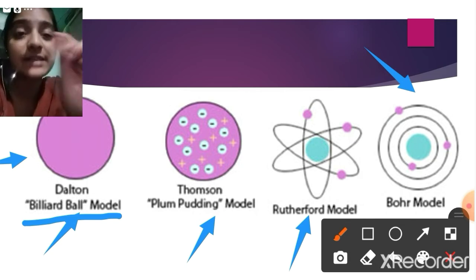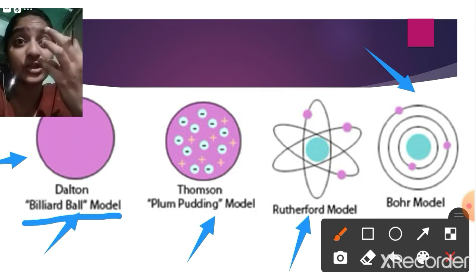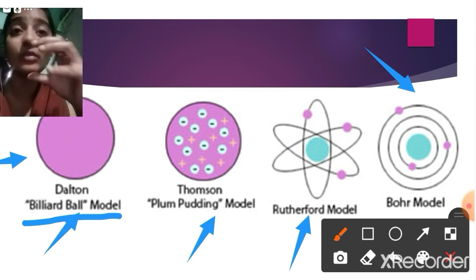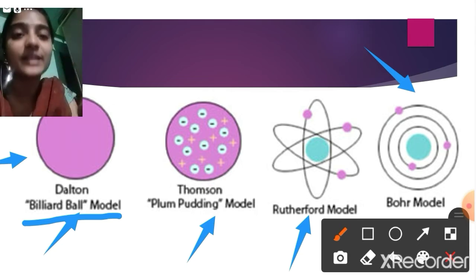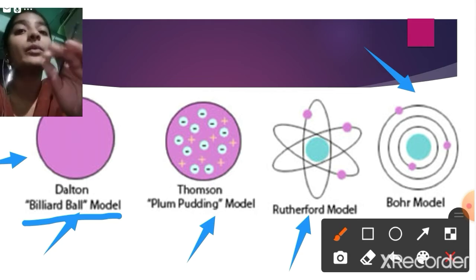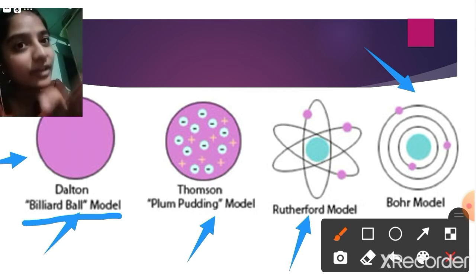the billiard ball model means he said that the atom is in a ball shape. Like we use footballs and volleyballs, how will the ball shape be? It will be a round shape. Dalton said that the atom is in a ball shape. It consists of electrons and protons, and the atom can neither be divided, nor created, nor destroyed.